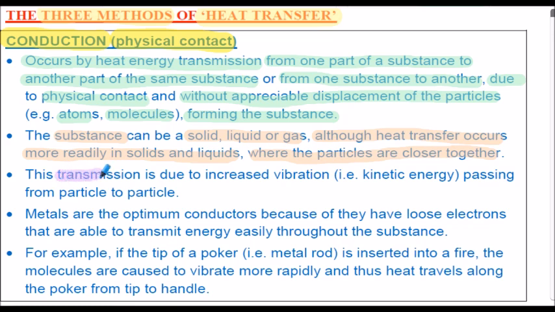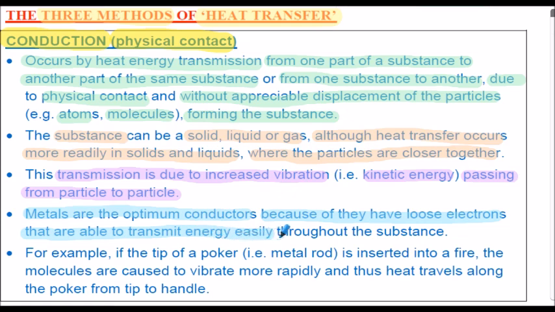This transmission of heat energy is due to increased vibration, in other words kinetic energy, passing from particle to particle. Metals are the optimum conductors because they have loose electrons within their atomic structure that are able to transmit energy easily throughout the substance. For example, if the tip of a poker, that's basically a metal rod, is inserted into a fire, the molecules are caused to vibrate more readily, and thus heat travels along the poker from the tip to the handle.